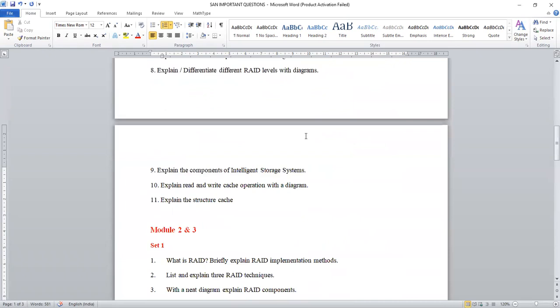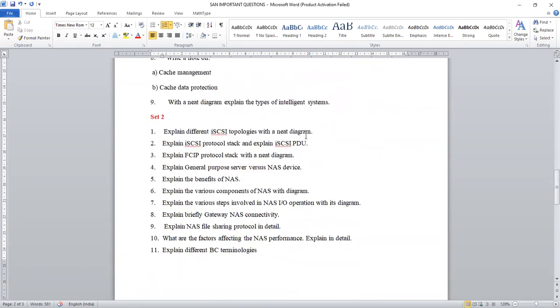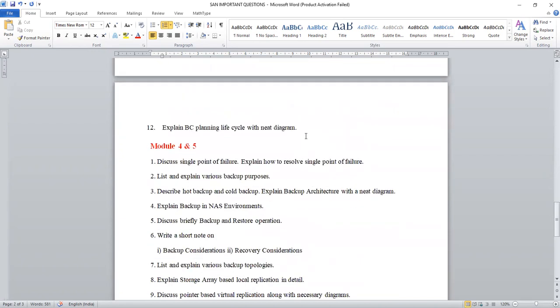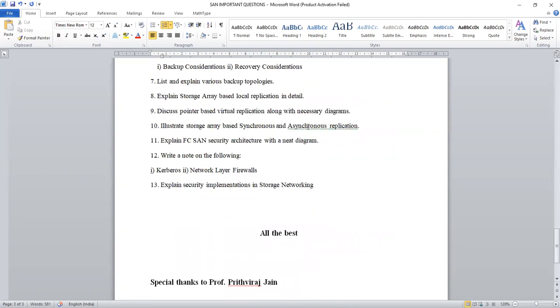Almost all the questions are theory based only, so it will be very easy for you to get a good score. So prepare very well. At least you have to score very good marks, then you can improve your SGPA.